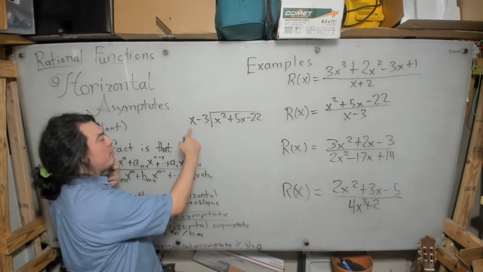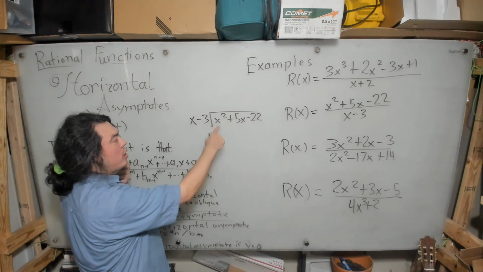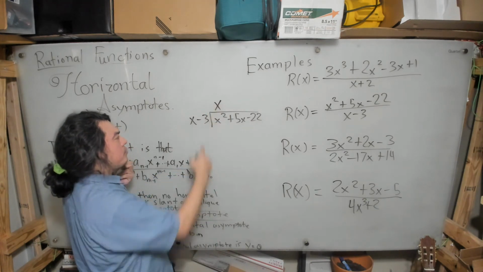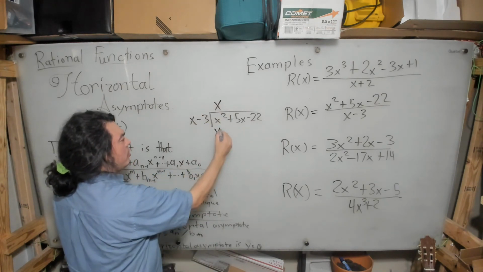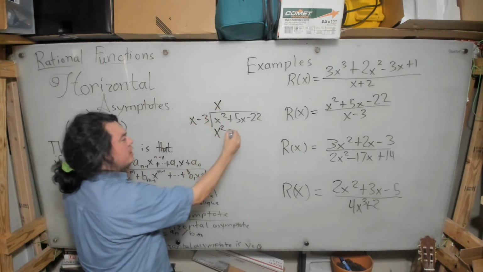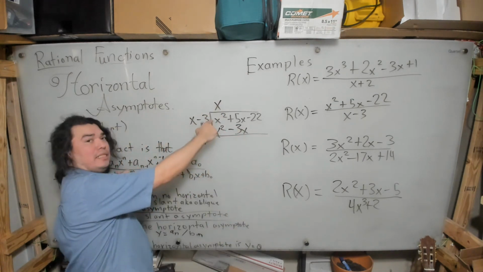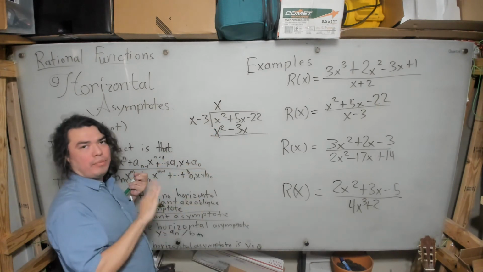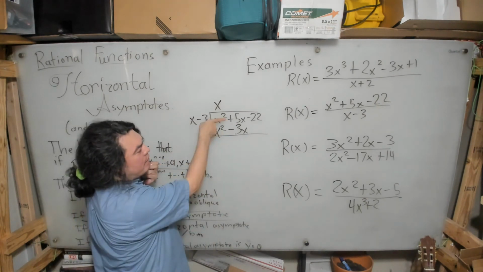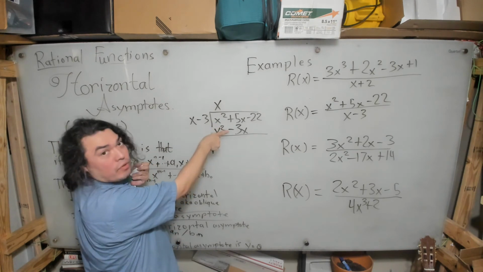And so I then ask myself, how many times does x go into x squared? It goes in x times. X times x is x squared. X times minus 3 is negative 3x. Then I perform the subtraction. What is x squared minus x squared? That's gone. What is 5x minus negative 3x?